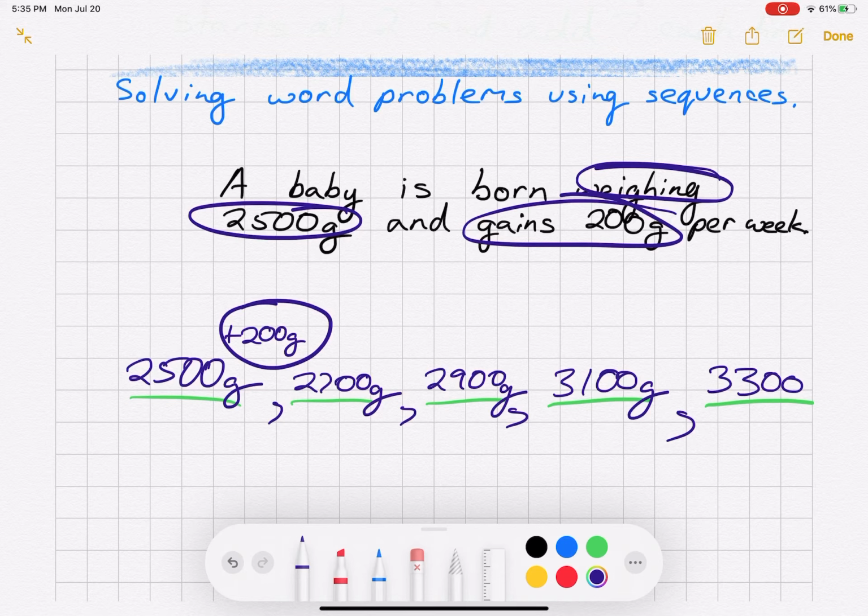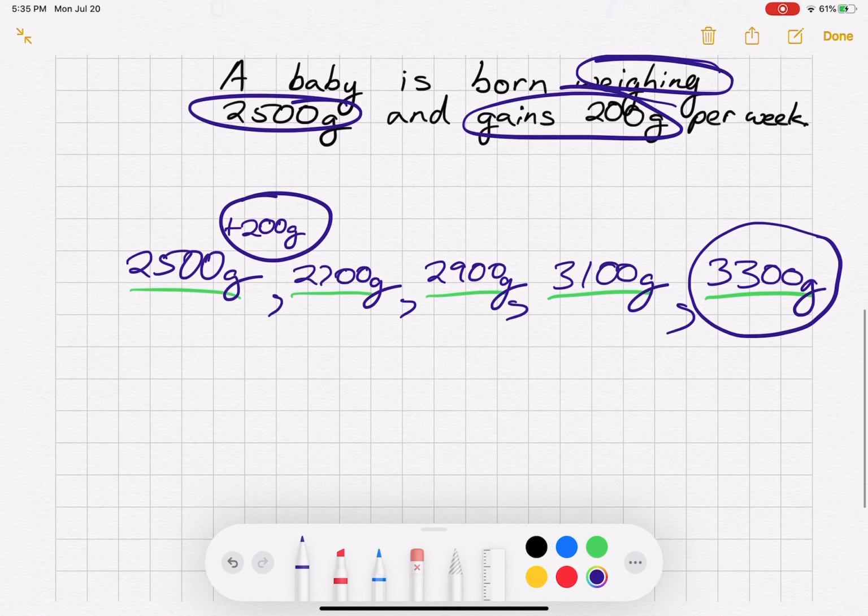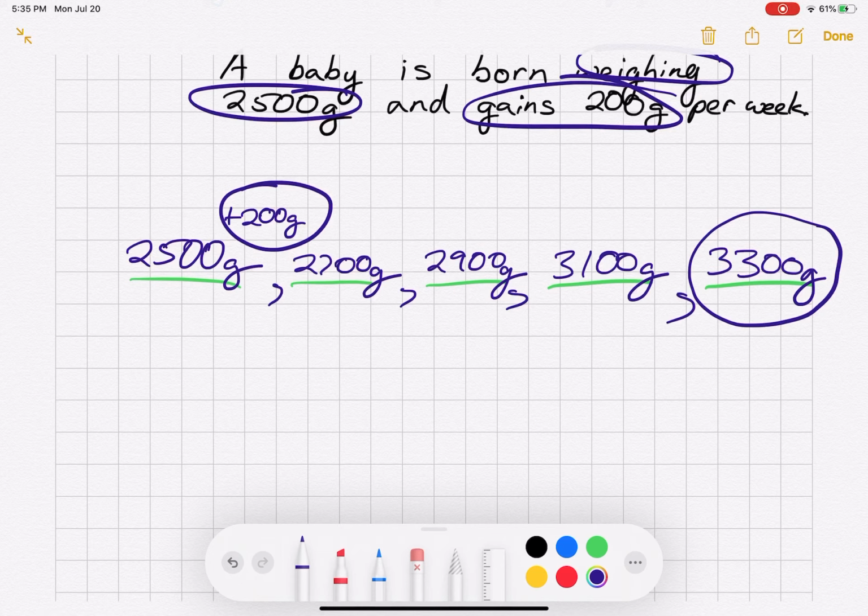So my next question for you: after how many weeks does a baby weigh 3,300 grams? So how many weeks is this? Now I'm going to tell you that if you guessed 5 weeks, that's wrong. 5 weeks is wrong. So if you've come up with 5 weeks, I want you to try to figure out why. If you came up with a different number, I want you to figure out why 5 weeks is still wrong.